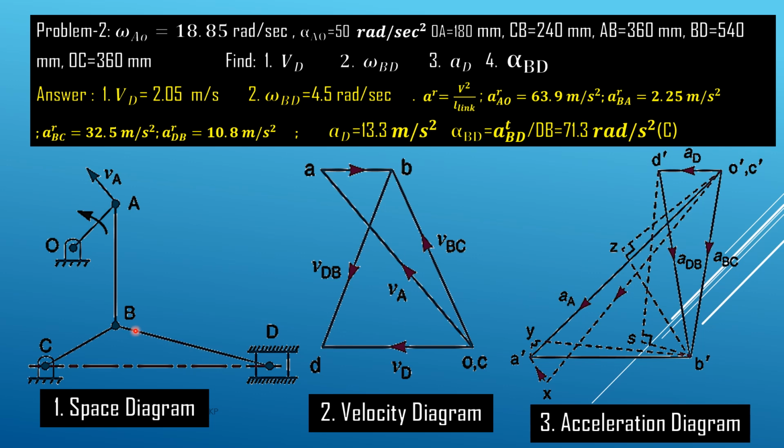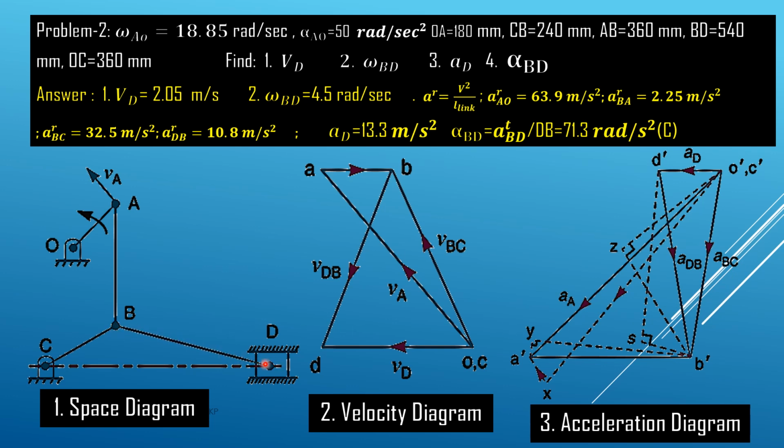Tangential will be perpendicular to BC. So from Z we draw a perpendicular line, and where the line extending from Z and the line extending from Y meet, there we get point B dash. So we join B dash with C dash. So we have the acceleration of B with respect to point C. After reaching the point B, now we have to reach the point D.